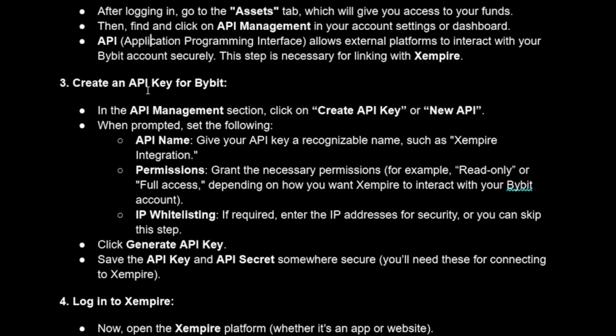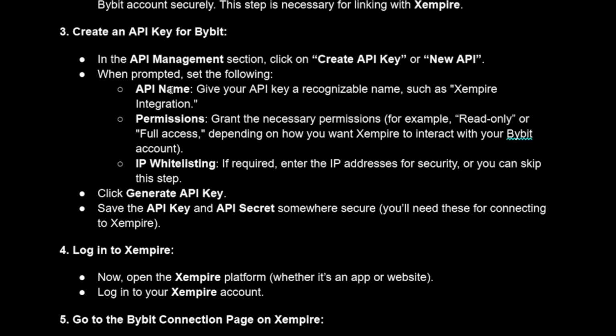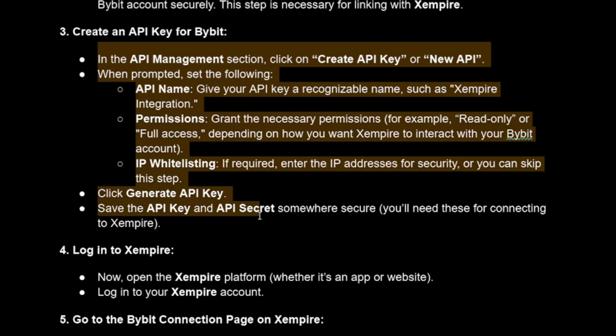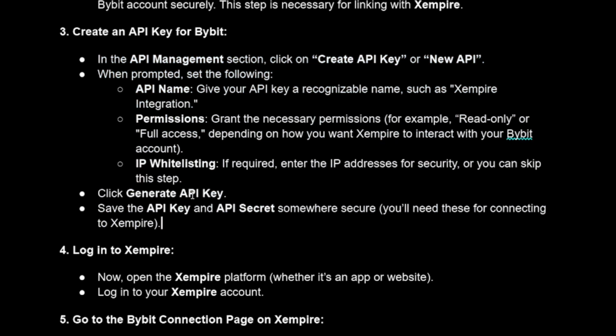Now create an API key for Bybit. So in the API management section, click on create API key. So when prompted, get the following: the API name, permissions, and IP whitelisting. So you can go ahead and pause the video to read this more properly. So just go ahead and click generate API key.